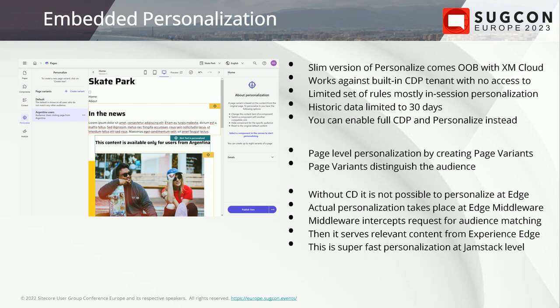Unlike XP, where we would personalize each component individually, in XM Cloud, we create page variants to achieve that so that we can define the audience that will be exposed to that page variant. That change comes because of Experience Edge storing your content flat with all the page variants. The actual personalization is happening in the middleware of your Next.js application. If you use the Headless SXA Next.js templates, it comes out of the box for you.